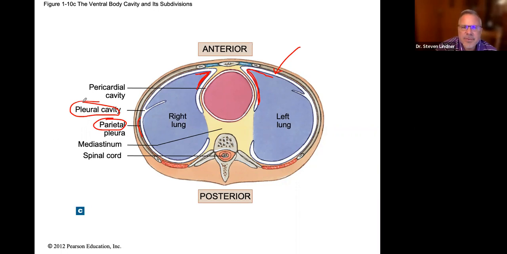Same thing is true with the heart. The inner part of the heart on the inside, going around this way, that's going to be the visceral pericardium. Here on the outside is the parietal pericardium. And then between both of them in the white space is the pericardial cavity.